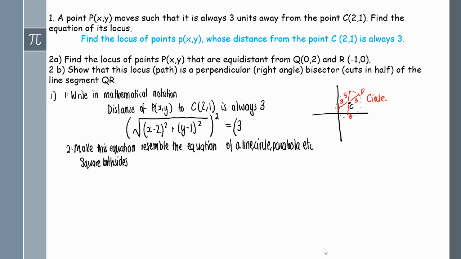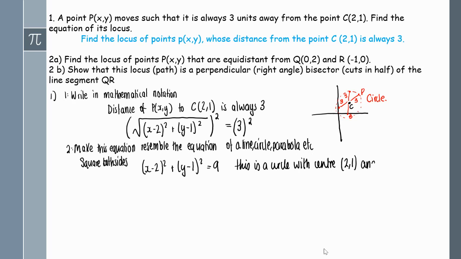First step is to square both sides. This way I get rid of the square root sign on the left, and I'm just left with (x minus 2) squared plus (y minus 1) squared. On the other side, 3 squared is 9, and indeed this is a circle with center (2, 1), and with radius the square root of 9, which is 3.